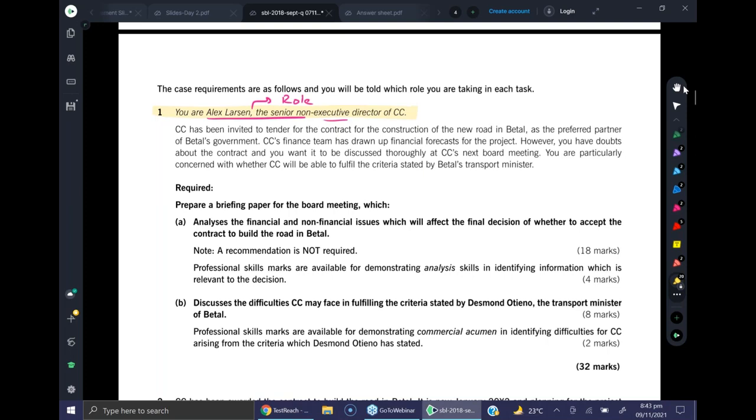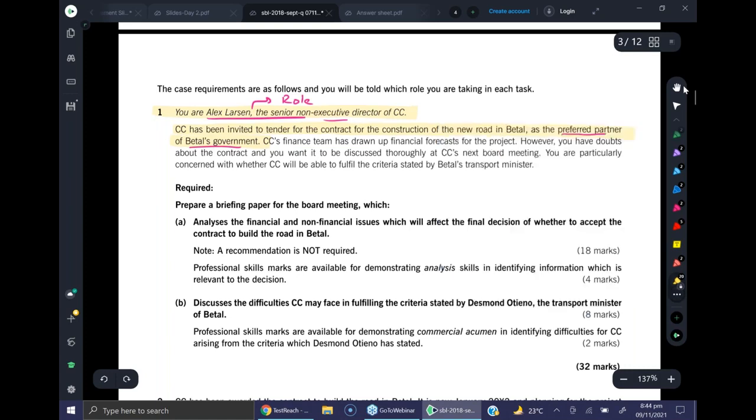reports, etc. CC has been invited to tender for the contract of the construction of the new road in Beetle as the preferred partner of Beetle's government. So you remember that in the introduction, the question says that we are considering a project, construction of a road in Beetle, and now they are telling you that you have been invited to tender for the contract and you are the preferred partner of Beetle's government already, right? But you're not the final chosen partner for the government, you're only the preferred partner.